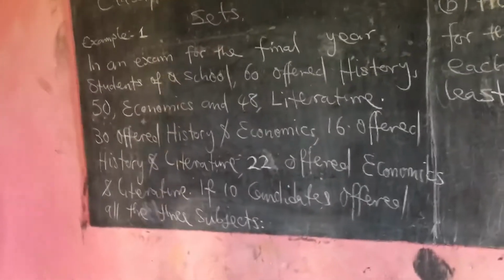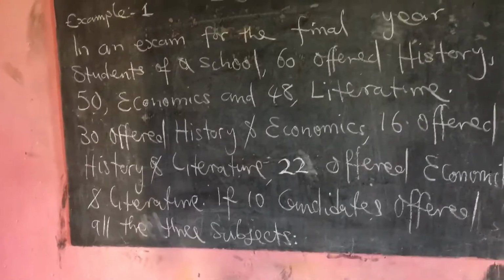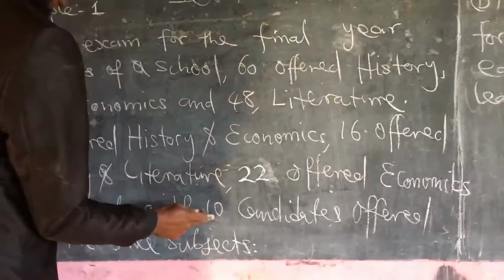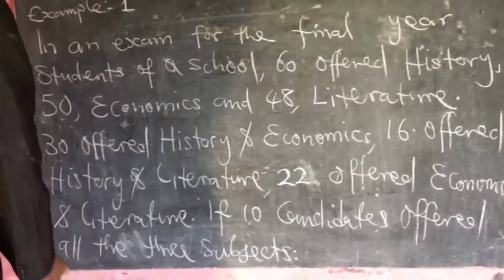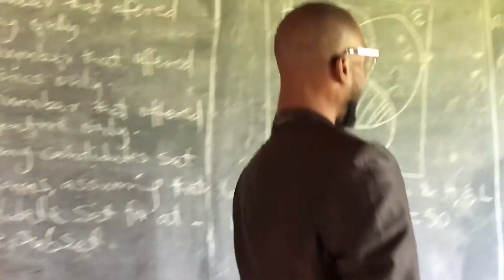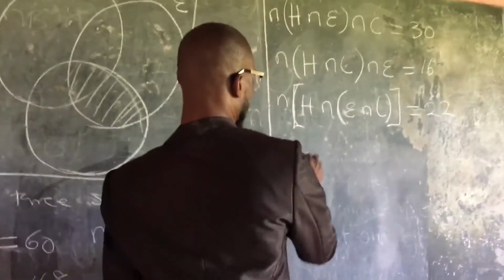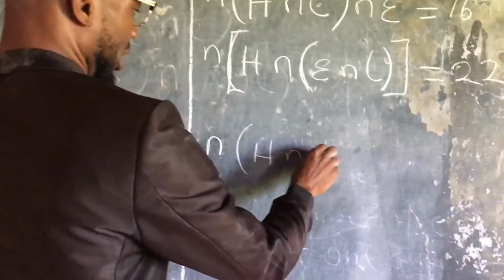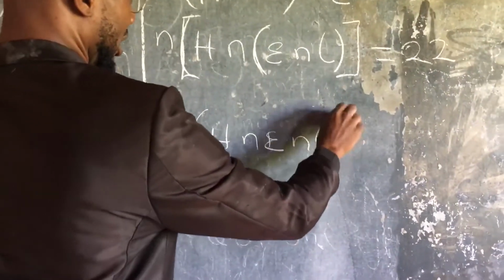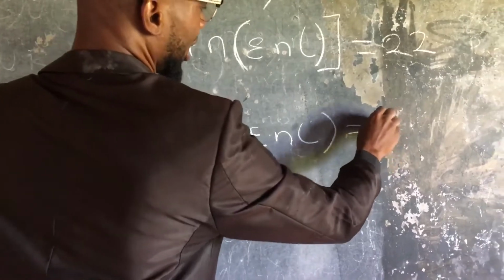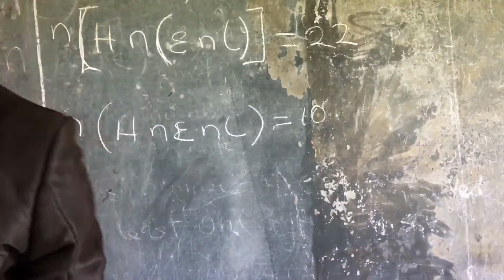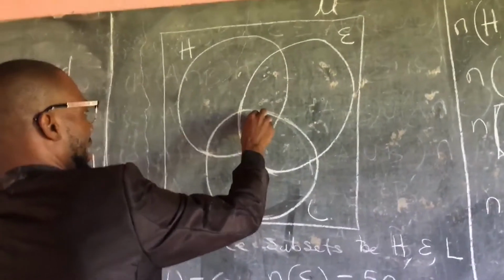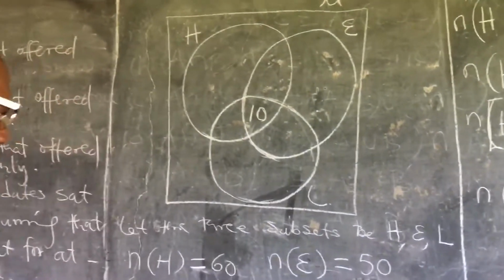We don't get everything from this question. The last statement says that 10 candidates offered all the 3 subjects. That one, the cardinality of H intersects E intersects L, is 10. So here is 10. Cool?